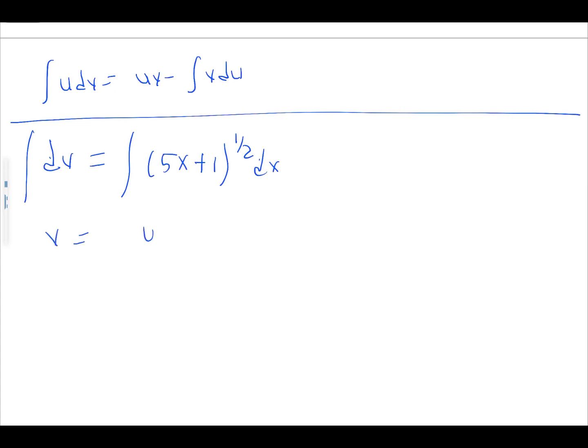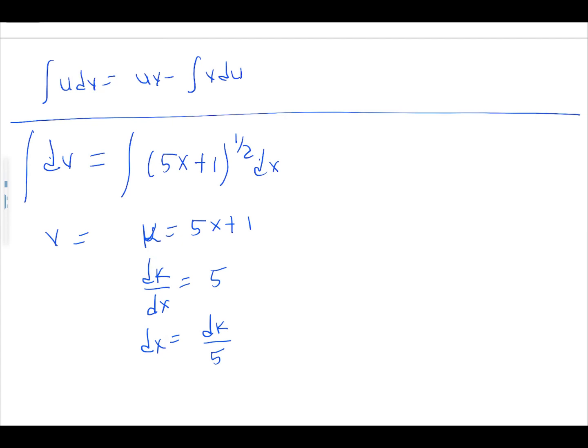Now we want our v. Let's assume that we are dealing with, okay, let k equal to, because we are already using u here, so I don't want to make things confusing for you. So let k equal to 5x plus 1, and therefore we can say that our dk over dx is equal to 5. So making dx the subject, we get dx equal to dk over 5.